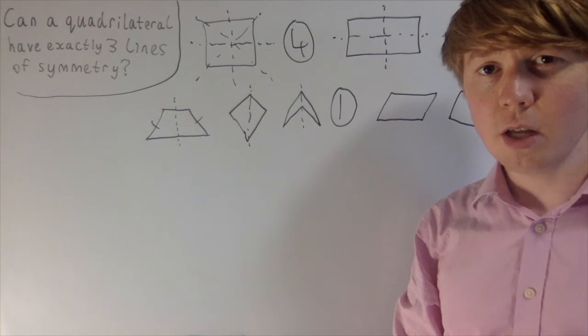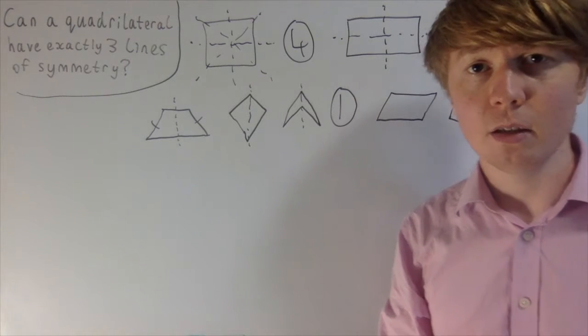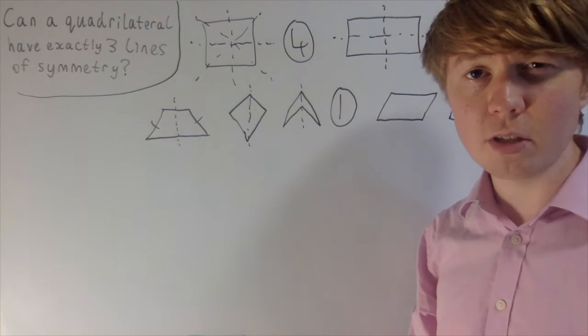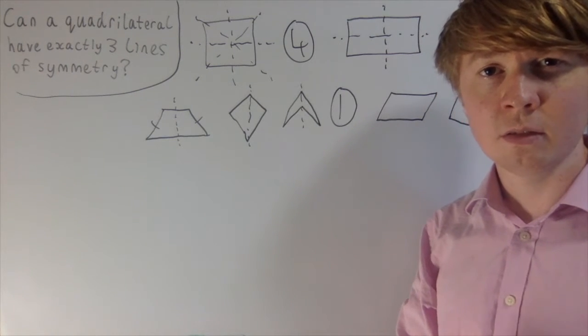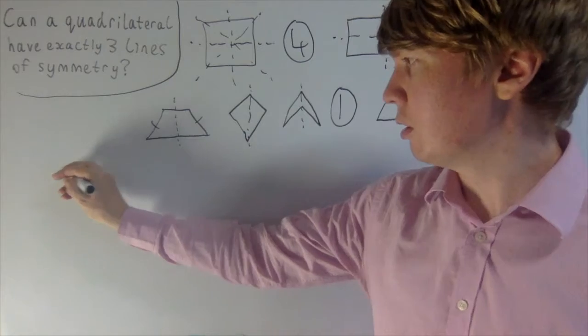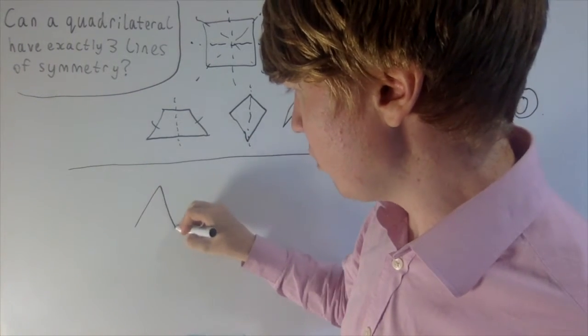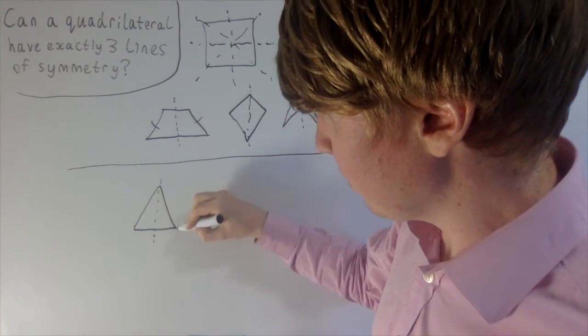So the question is now, can a quadrilateral have exactly 3 lines of symmetry? Can we come up with some sort of example? So if you're interested, pause the video, have a go, see if you can come up with an example with 3 lines of symmetry. And you may find that you're able to come up with some examples. For example, an equilateral triangle has 3 lines of symmetry.